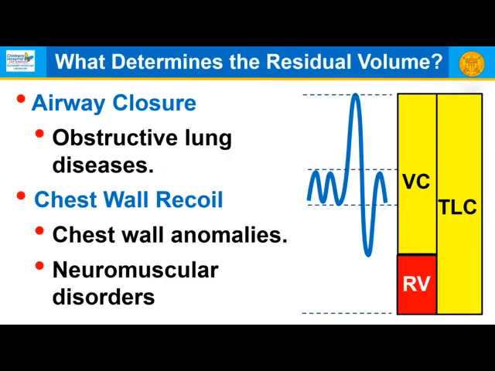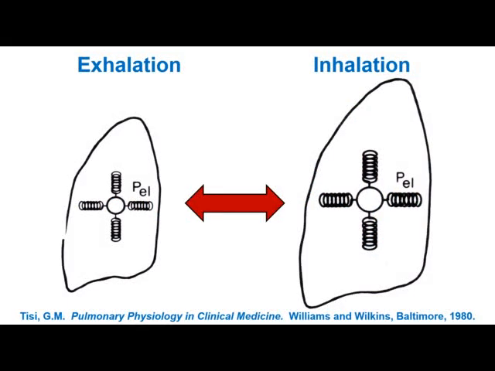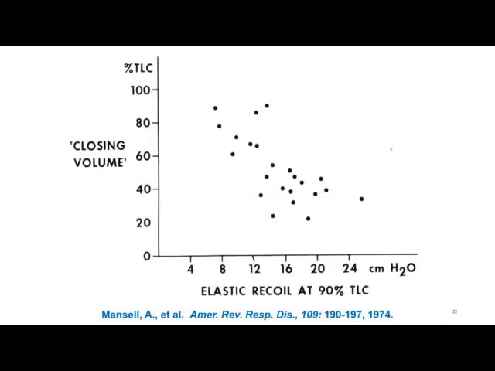If you have obstructive lung diseases, the mechanism determining your residual volume is airway closure. If you have chest wall anomalies or neuromuscular disease, the mechanism determining your residual volume is the inability to compress chest wall recoil any further. So again, from inhalation to exhalation, airways are becoming smaller.